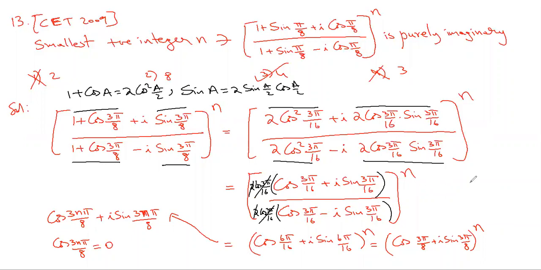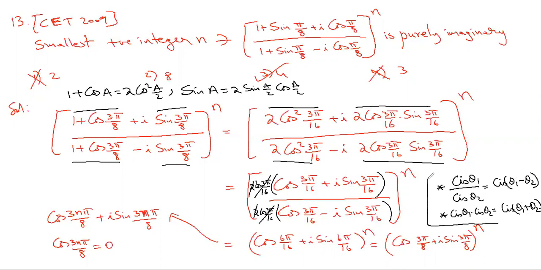We have a formula that cis theta is the short form of cos theta plus i sin theta. Cis theta 1 by cis theta 2 equal to cis of theta 1 minus theta 2. Very useful formula. We often use that in complex numbers. And at the same time, cis theta 1 into cis theta 2 equal to cis of theta 1 plus theta 2. These two formulas we use regularly. So make a note of these two formulas.